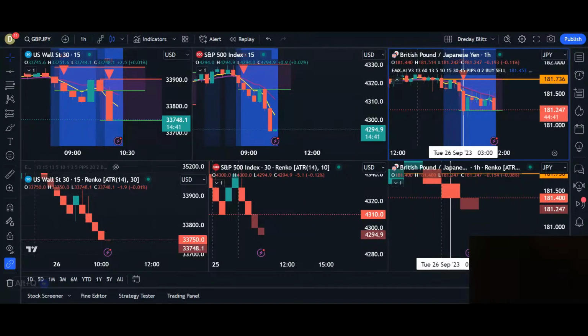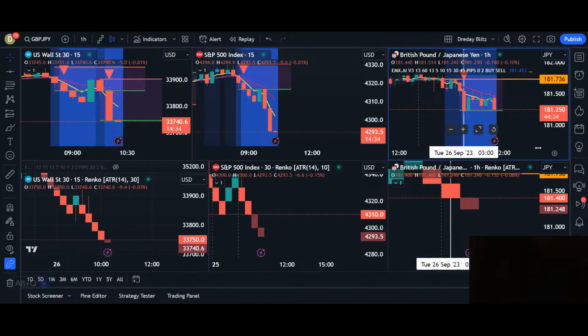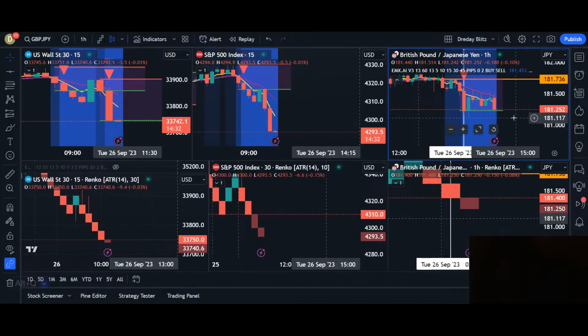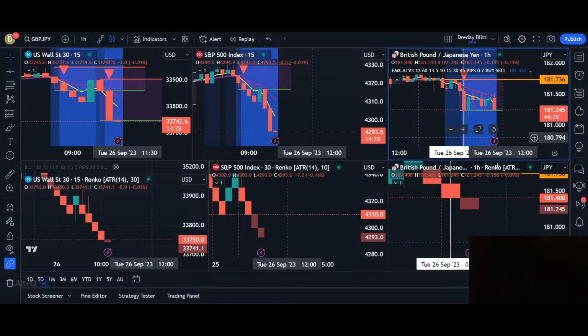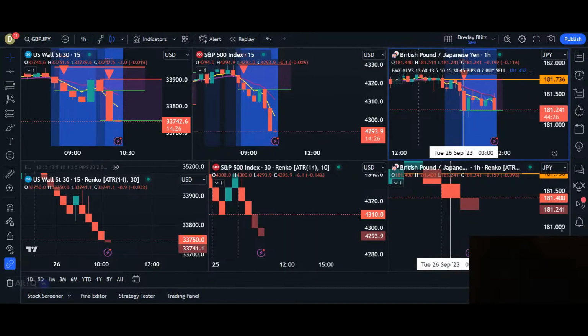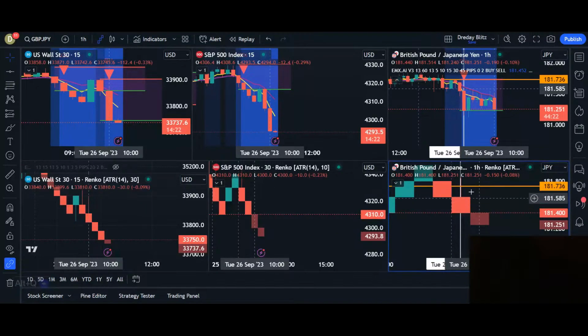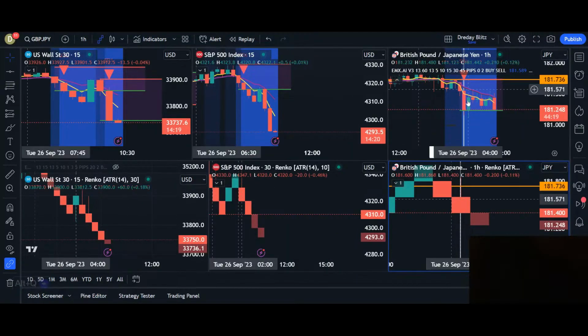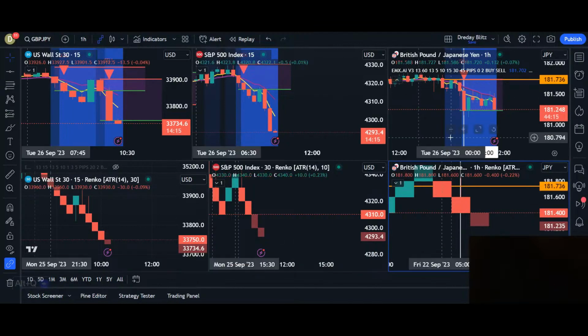So let me put that GJ chart open. I'll give you an example of the 1 hour entry with EMX.